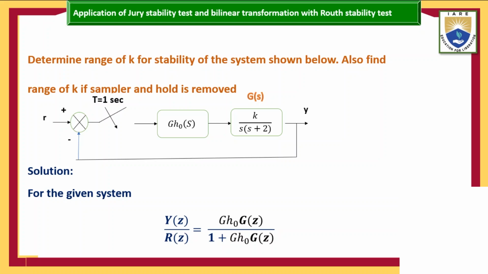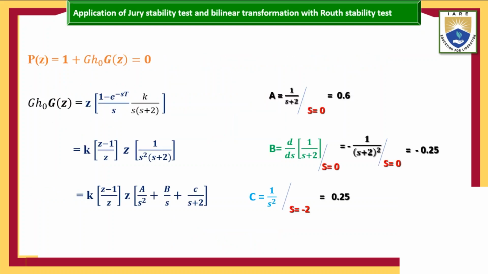The characteristic equation is the thing, but the denominator part is going to equal 0. In our system, the denominator part is 1 plus G H naught G of Z. This value is going to be 0. That is your characteristic equation.